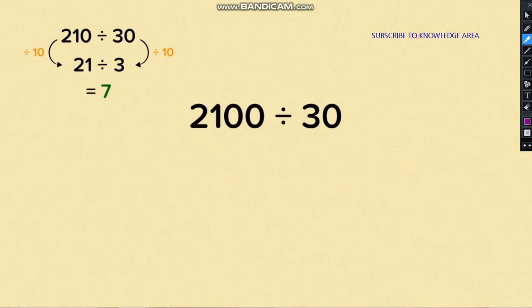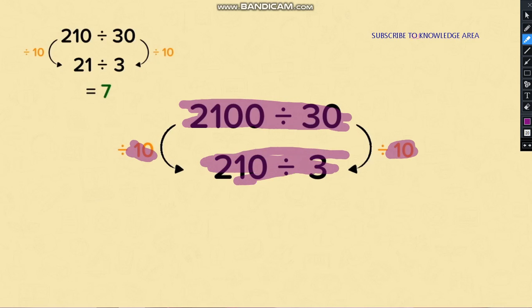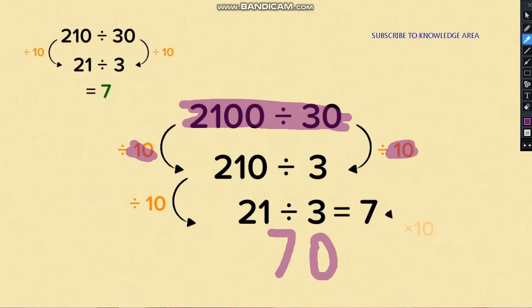Let's now look at 2,100 divided by 30. To work out 2,100 divided by 30, first we can divide both 2,100 and 30 by 10, giving 210 divided by 3. 210 is a multiple of 10, but 3 is not, so we can divide 210 by 10 again, but not 3. Divide 210 by 10 to get 21, giving 21 divided by 3 equals 7. We need to remember to multiply the answer by 10, because we only divided the dividend by 10. 7 times 10 equals 70. So 2,100 divided by 30 is 70.